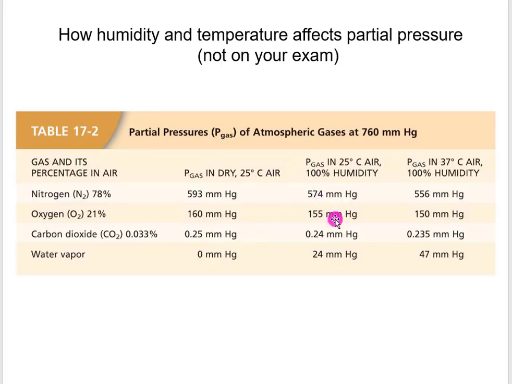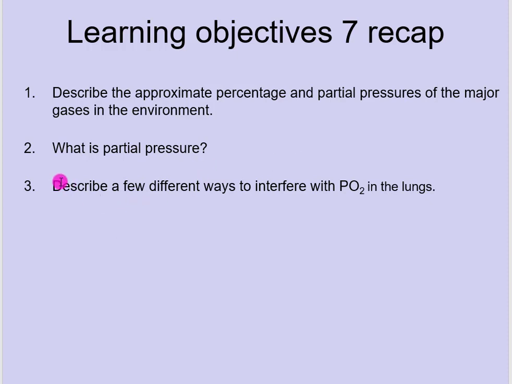which is why it can be harder to breathe in hot, humid air. So again, you don't need to memorize these numbers. I just need you to know true or false: humidity and temperature affect partial pressure. 100%, absolutely, yes, they do. Now, the last part here is to describe a few different ways to interfere with PO2 in the lungs.